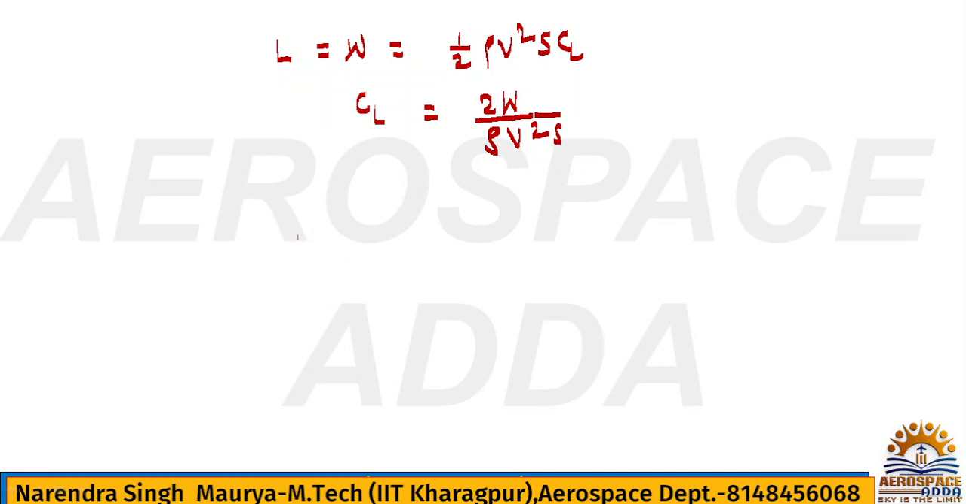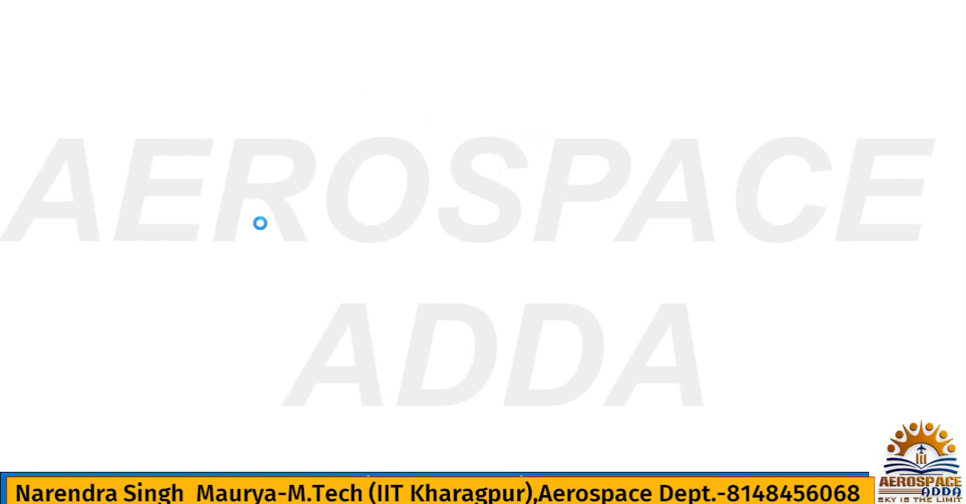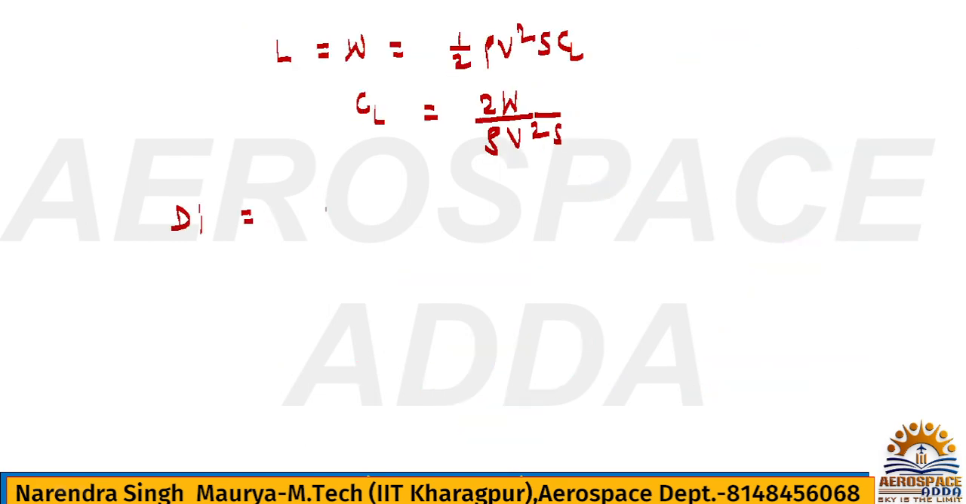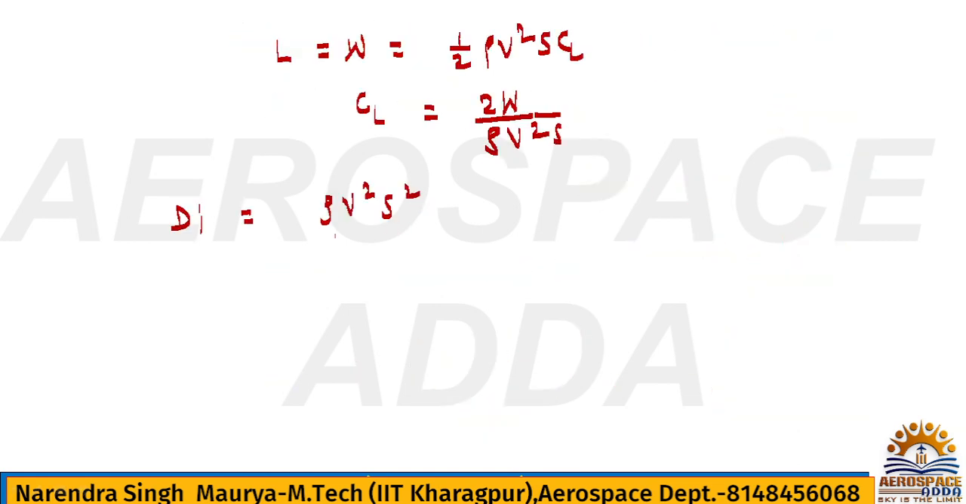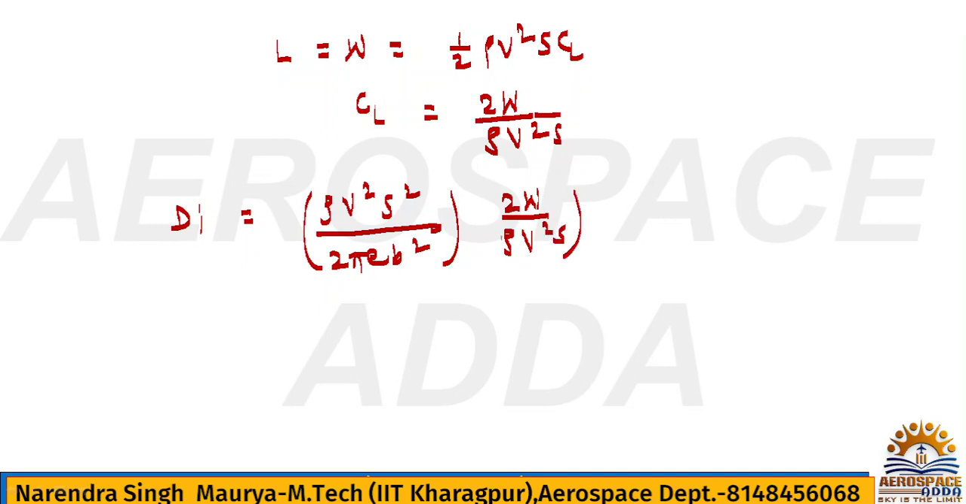Now write the Di formula. What is the Di? Check here. It's nothing but rho V squared S squared, I will take inside, divided by 2 pi e b squared, and in bracket it is CL squared. So CL is nothing but 2W divided by rho V squared S.